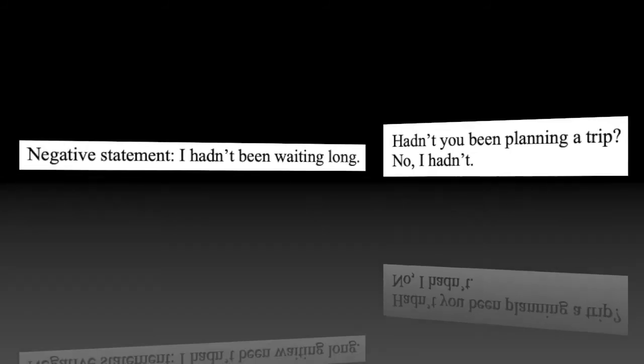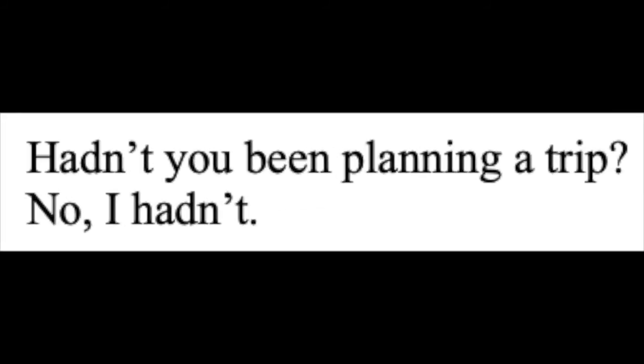Let's look at a negative question or interrogative. Hadn't you been planning a trip? Again, here we switch it. Hadn't you been planning a trip? Hadn't you been waiting? Hadn't you been planning? Hadn't you been working? We use that present verb action plus ing. Hadn't you been planning a trip? The answer, no, I hadn't. That's the negative. No, I hadn't.